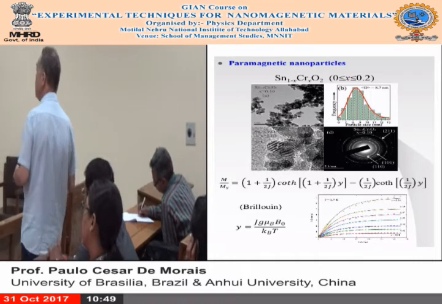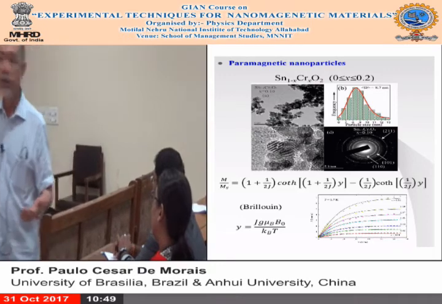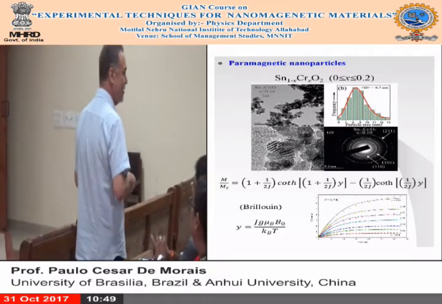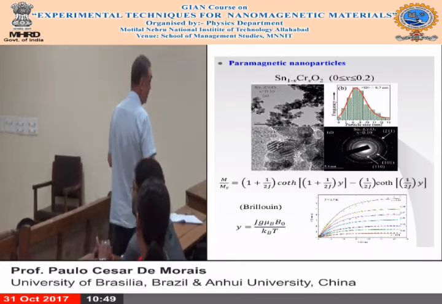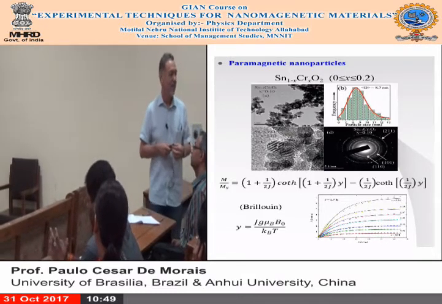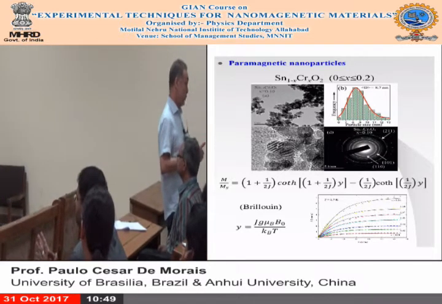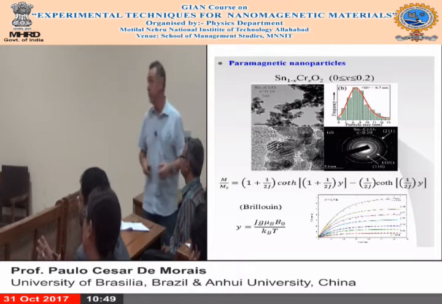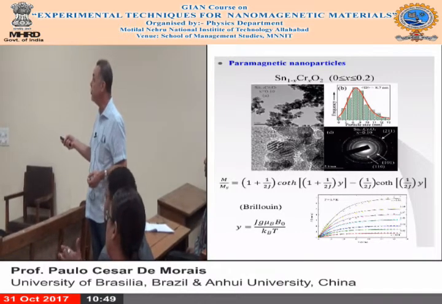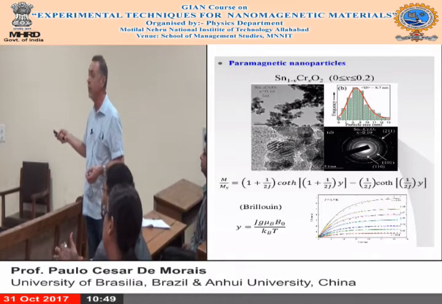In this case, we doped with chromium, chromium 3. Remember, the valence of tin is 4 plus, and chromium is 3 plus. So if chromium enters the crystal structure of the tin oxide, it is a doping that generates defects, sure, because they have different valency. And we doped in a range where the higher end is almost 20%.